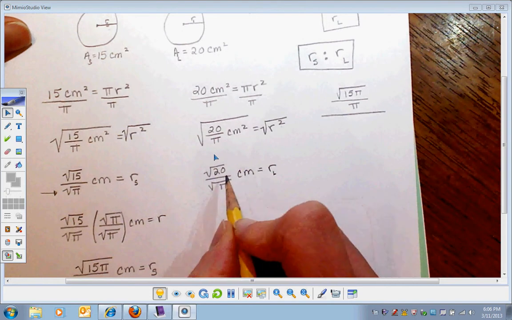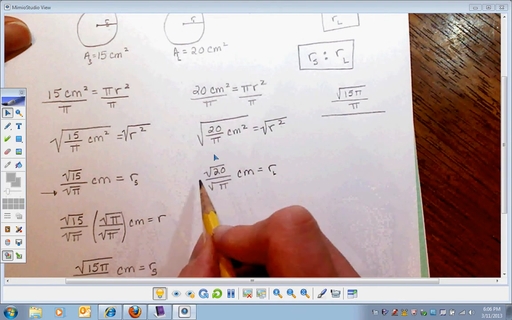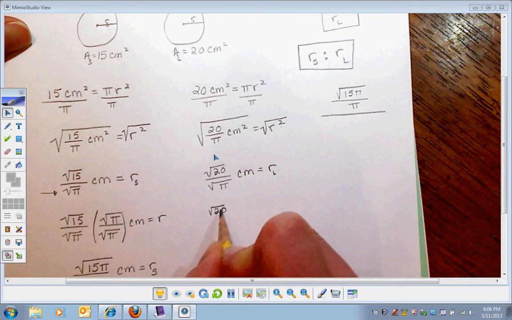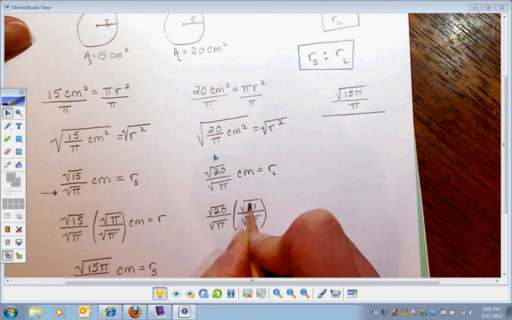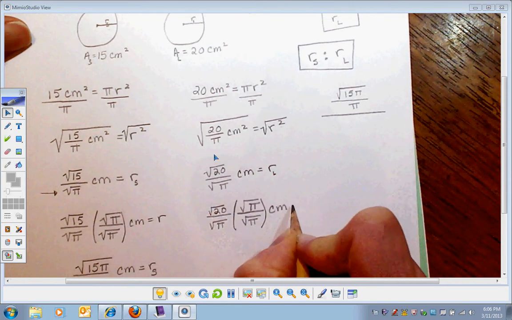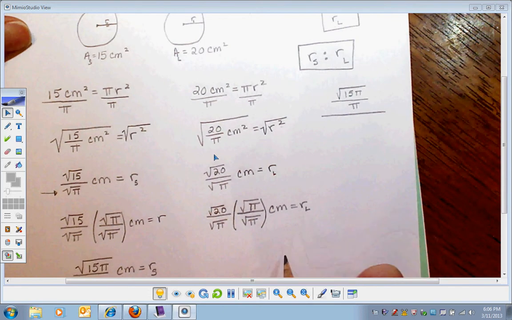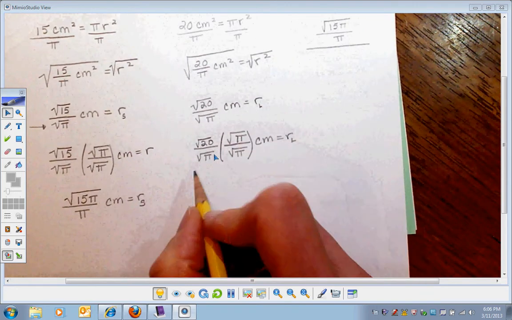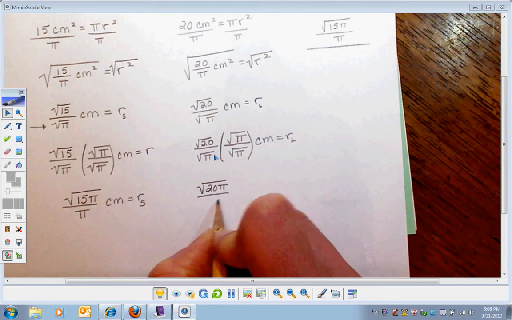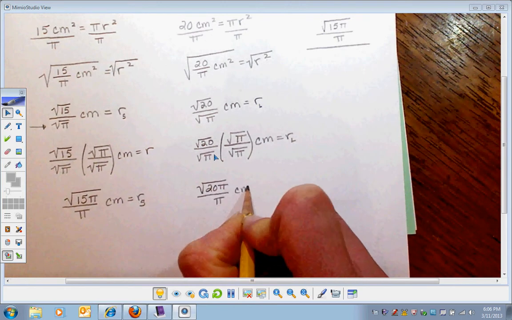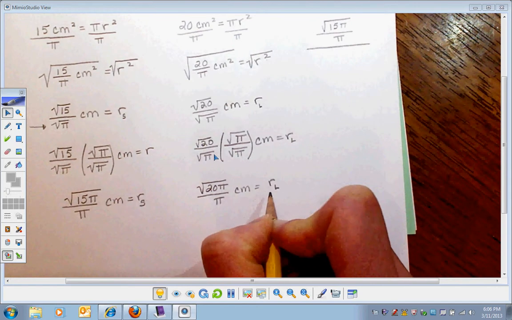Okay, so I'm going to do the same thing here. Square root of 20 over square root of pi times my magic number 1, which is the square root of pi over the square root of pi. Just copy down the centimeters and my radius. So that means that I have the square root of 20 pi over pi centimeters. That's my radius for my larger circle.